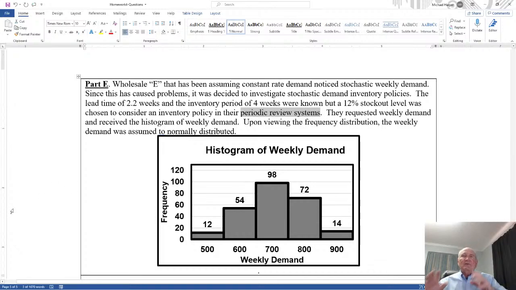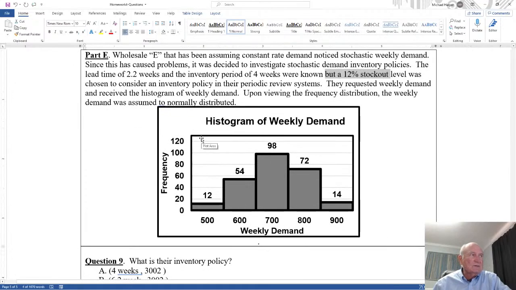Aha. Now with a periodic review, stochastic demand, we're looking at the base stock level. In the base stock level calculation, you have to add both the lead time and the inventory period together, with a 12% here. But you need the mean and standard deviation again.